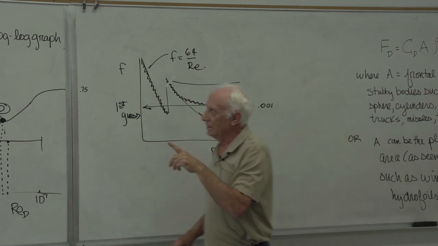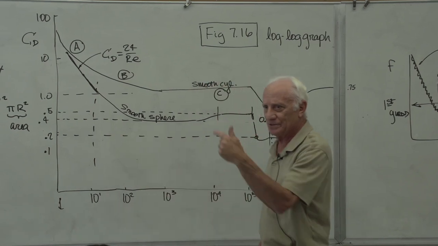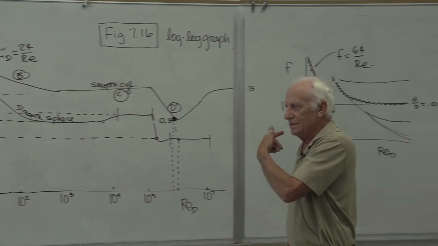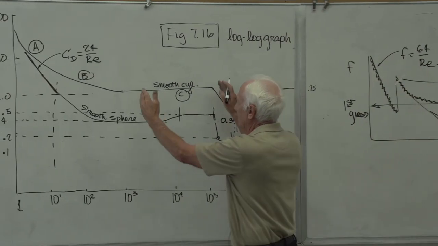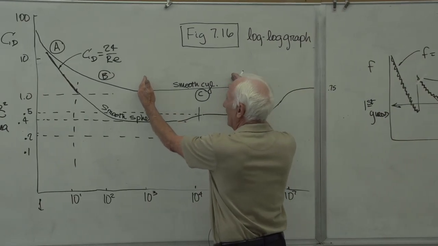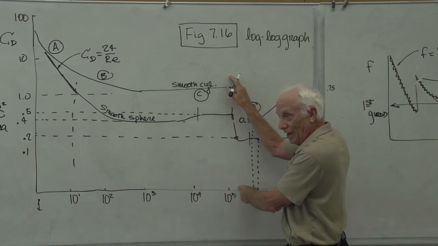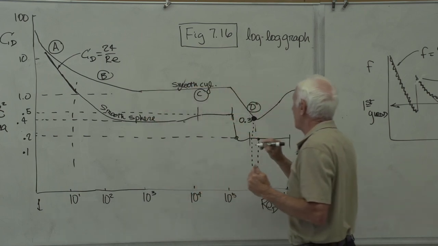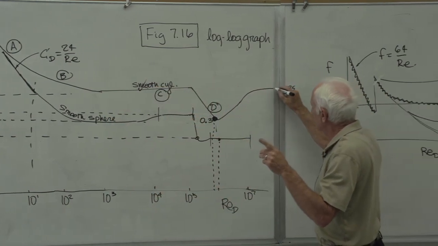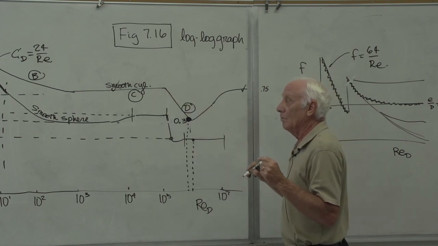Don't pick it over here where it's low Reynolds number. No, do the same thing you did over here. Make your first guess where the curve is flat. Oh, look up here. Cylinder, wow. From 1,000 to 100,000, it didn't change. My first guess is going to be right there. Or maybe I'll guess it out there, but I don't think I will. I'll guess there first.